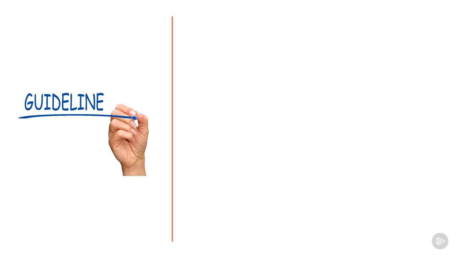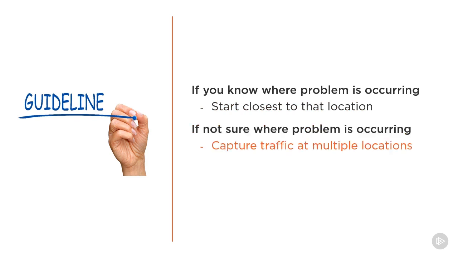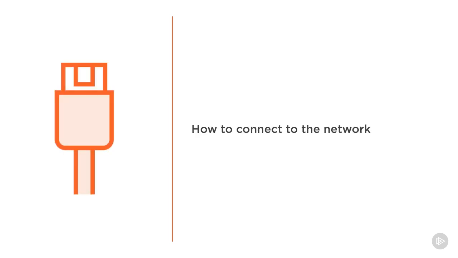A general guideline when you're capturing network traffic is to start as close as possible to the location where the problem is occurring. If you're not sure where the problem is occurring, then you may need to capture traffic at multiple locations and analyze that traffic until you can narrow it down to the portion of the network that is causing the problem. Now you know where you want to connect, the question becomes, how do you connect to the network? And there are four main options, and I want to take you through those on the next few slides.